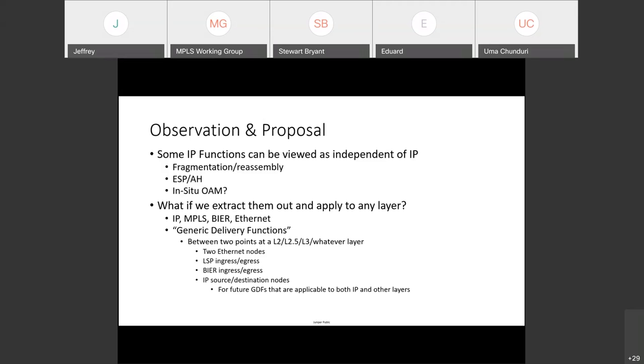Between any two points at layer 2, layer 3, layer 2.5, whatever layer. Initially, we were thinking about two points, for example LSP ingress and egress, BIER ingress and egress, IP source and destination nodes, things like that. So in IOAM terms, that's like the edge-to-edge functions. Hop-by-hop things, we have not really thought about yet. Maybe we'll think about that and see if they can apply. But at this moment, it's mainly edge to edge.